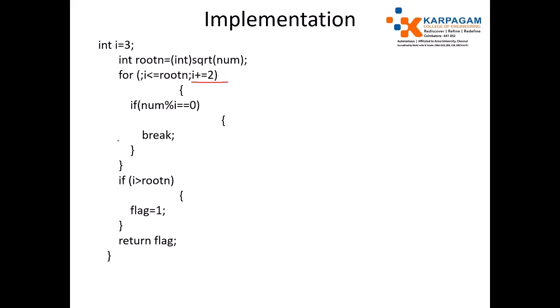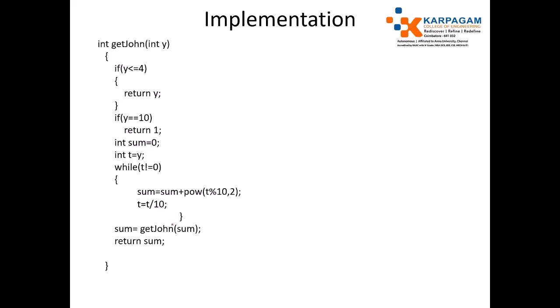After completing the loop, if i is greater than the square root of n, this condition will be satisfied if the number is not prime, and it will come out of the loop and print 0. If the condition is not satisfied, it will come out of the loop and check i greater than root n. If i is greater than root n, it will set the flag equal to 1. If flag equals 1, then it is considered to be a prime number.